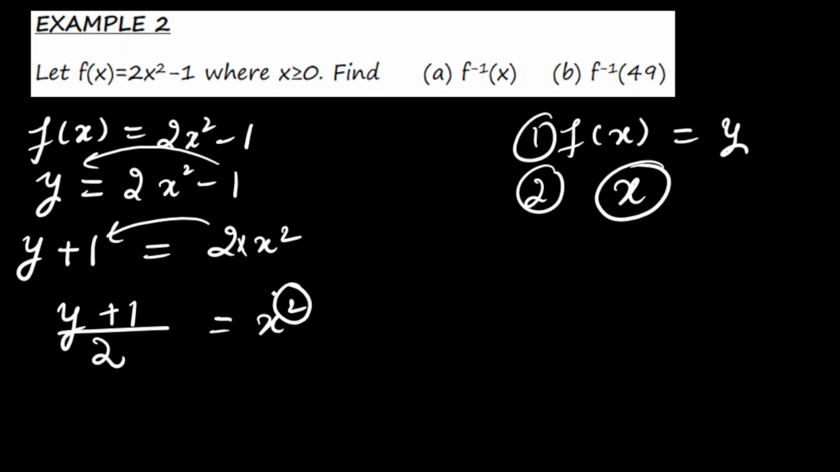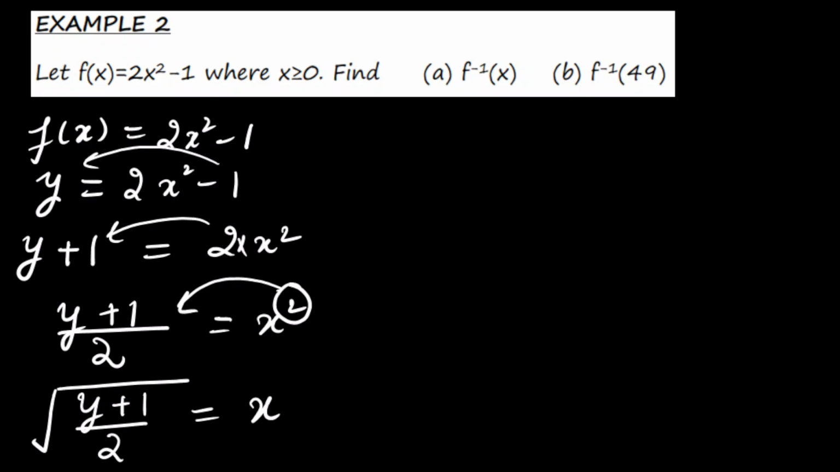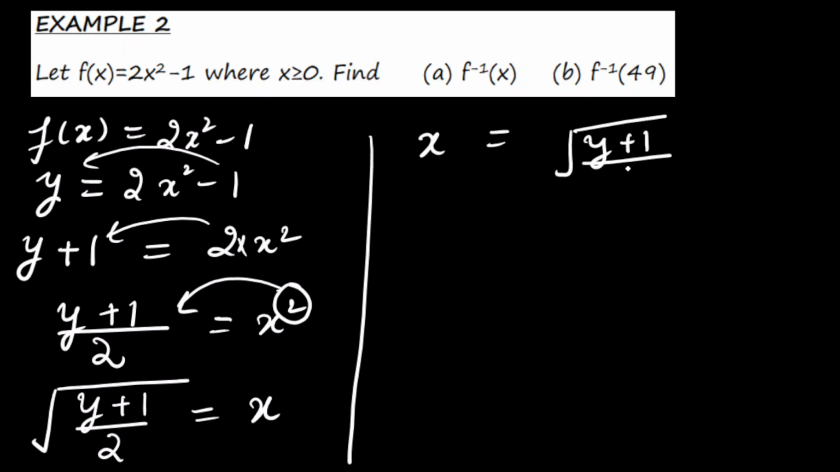Now we need only x, so the square also we have to shift to the other side. When we shift the square to the other side it will become square root. So square root of (y plus 1) divided by 2 is equal to x. So we have found the value of x. x is equal to square root of (y plus 1) divided by 2. So two steps are done.